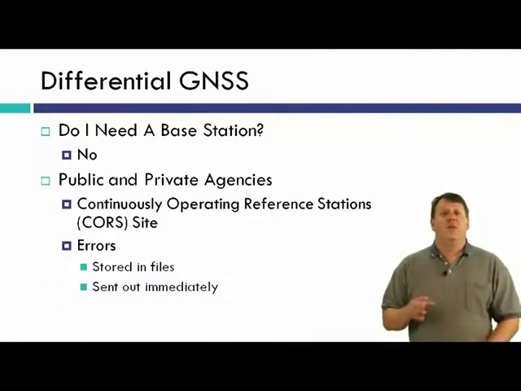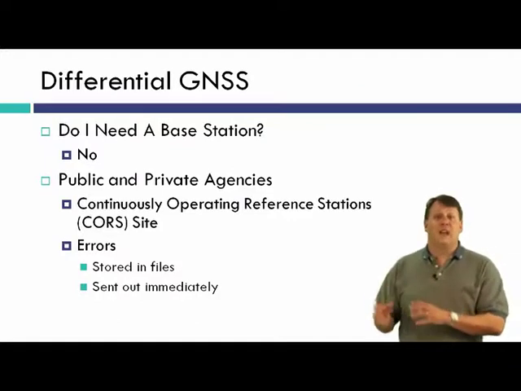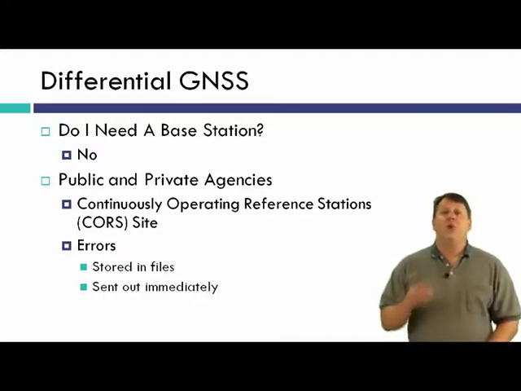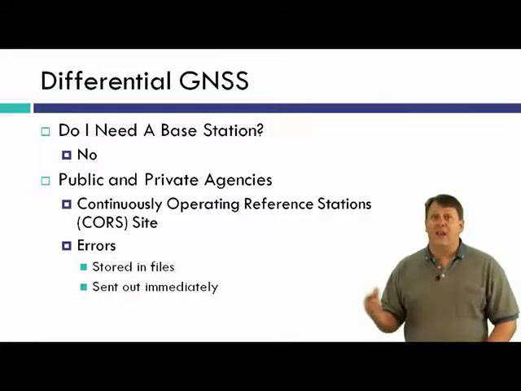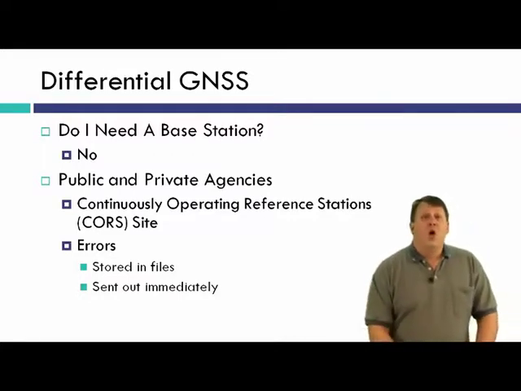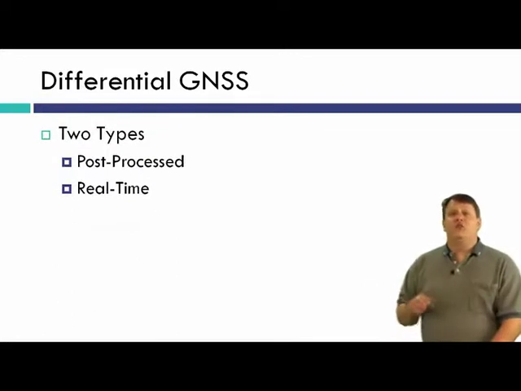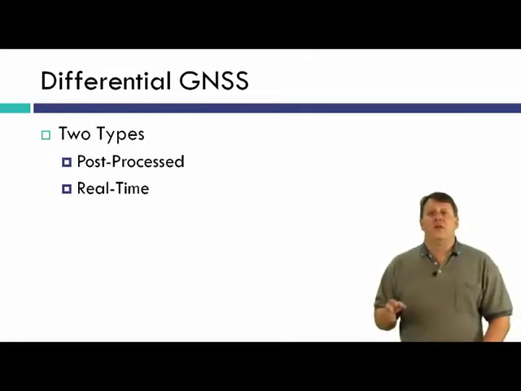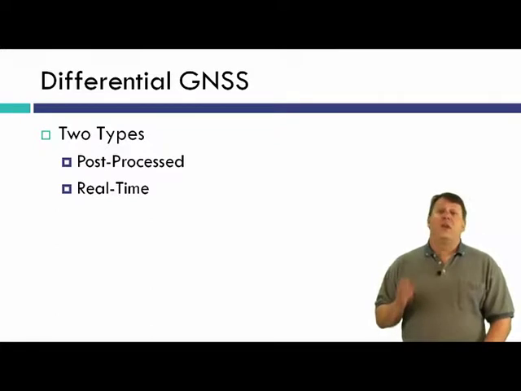The errors can either be stored in files that we can access later, back in the office, or they can be sent out immediately for us to use in the field with our data collection at the rover. We can further break down differential GNSS into two different categories. They are post-processed and real-time.